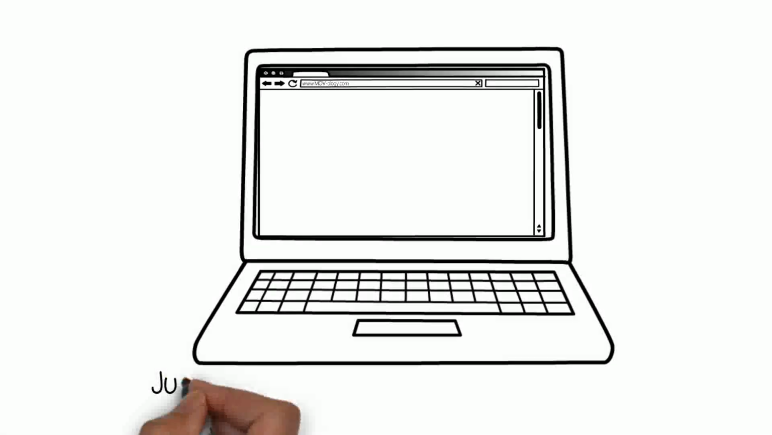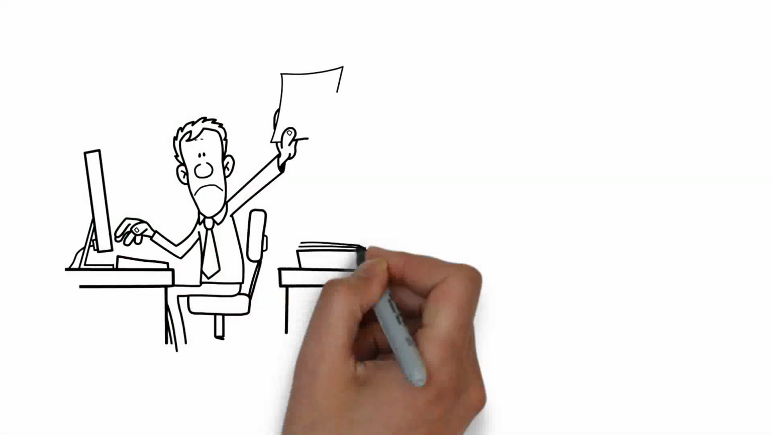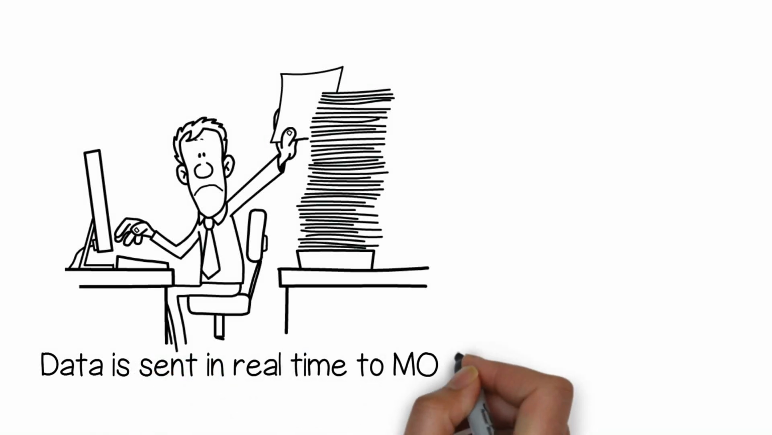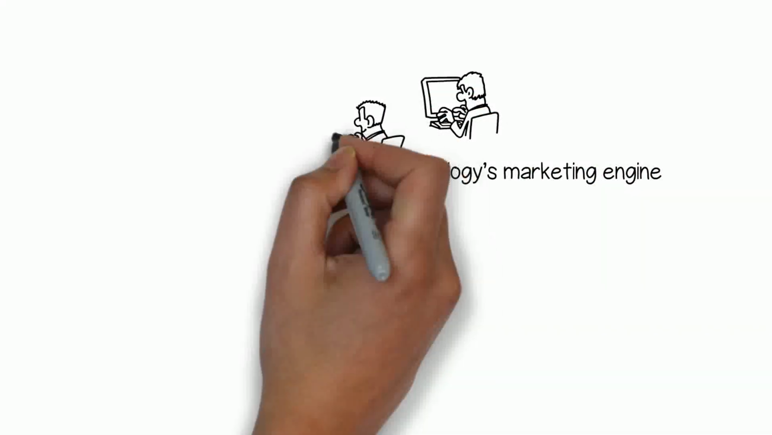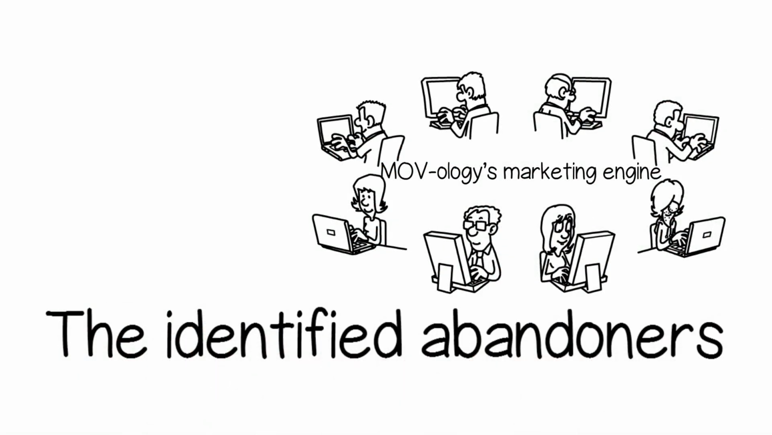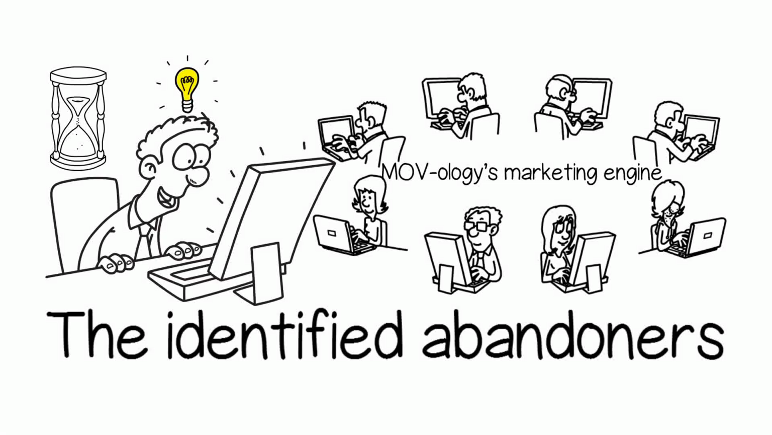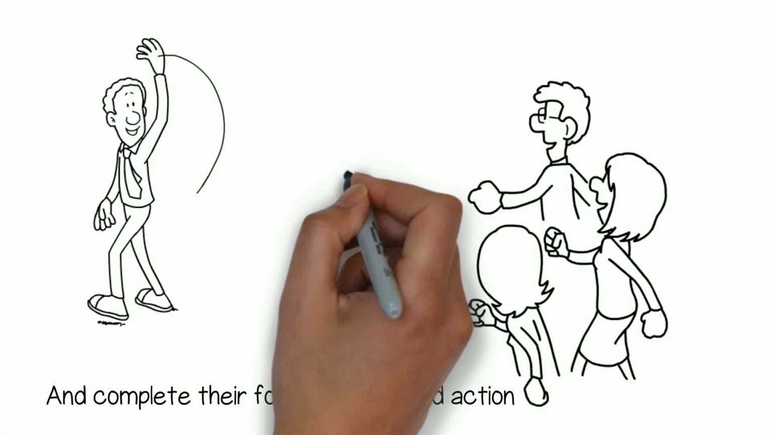MOV-ology's asynchronous JavaScript sits on the footer of your website, just like all of your other marketing pixels. As the non-completed forms are abandoned, the data is sent in real time to MOV-ology's patented servers. Then, MOV-ology's marketing engine generates branded dynamic remarketing messages to the identified abandoners in real time to encourage them to come back to the site and complete their forms, the call to desired action.